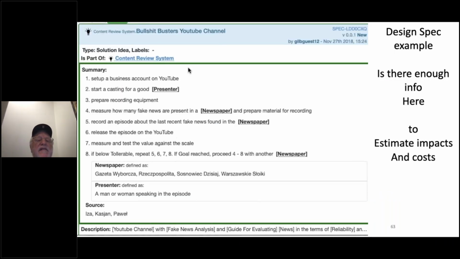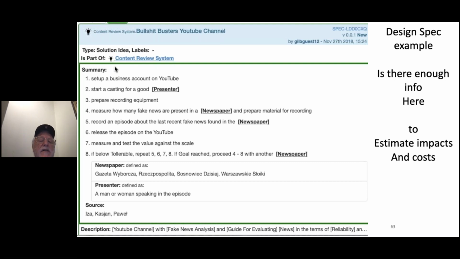Here's another design specification. Again, here's just the tag or label of the design, the name of it. It's part of a larger architecture called the content review system. We're keeping track of that. And here is a summary. Down here is the description, which may go on many pages, but I haven't made that visible. But here's just a summary of the design.